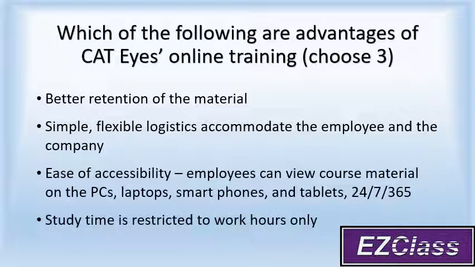Which of the following are advantages of Cat-Eye's online training? Choose 3. Better retention of the material. Simple, flexible logistics accommodate the employee and the company. Ease of accessibility. Employees can view course material on PCs, laptops, smartphones, and tablets 24/7, 365. Study time is restricted to work hours only. Well, clearly, better retention of the material, simple flexible logistics, and ease of accessibility are all advantages of Cat-Eye's online training.